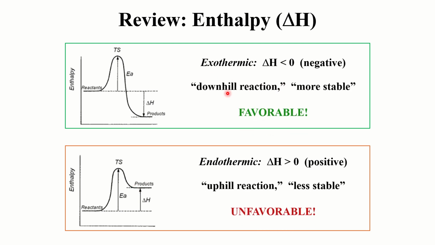So we could describe this first reaction as being a, quote, downhill reaction, meaning that overall it flows downhill. The products, because they have less energy than the reactants, we could say are more stable than the reactants. So this reaction could generally be described as favorable. Exothermic reactions are generally favorable, whereas endothermic reactions we could describe as uphill reactions. The products are less stable than the reactants because they have more available energy to be used, and so this reaction can be described as an unfavorable reaction.